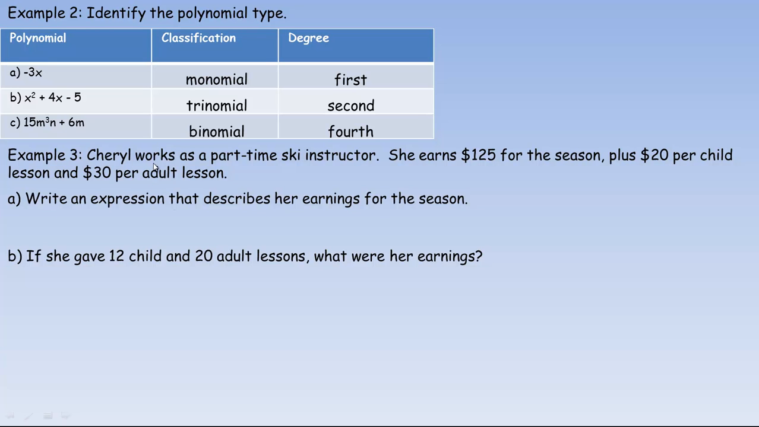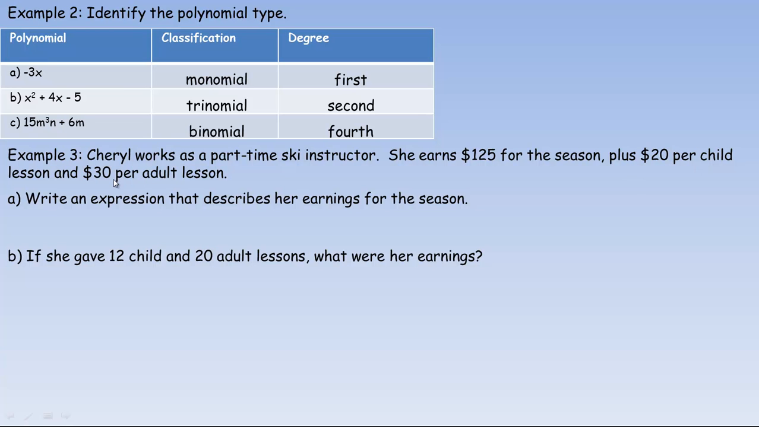In the third example, Cheryl works as a part-time ski instructor. She earns $125 for the season, and she gets $20 for every child lesson and $30 for an adult lesson. So we're asked in A to write an expression that describes her earnings for the season. So we could use, now there's two different variables here, the number of child lessons, so we could call that C, and the number of adult lessons, so we could call that A.